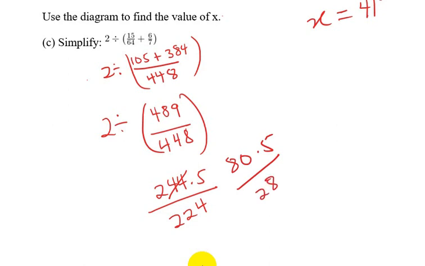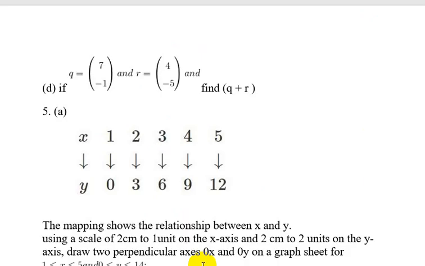Now we can use 4. 4 goes here 20 times, and it goes here 7 times. So we're going to get 20.5 on 7. Q equals 7 minus 1, and R equals 4 minus 5.